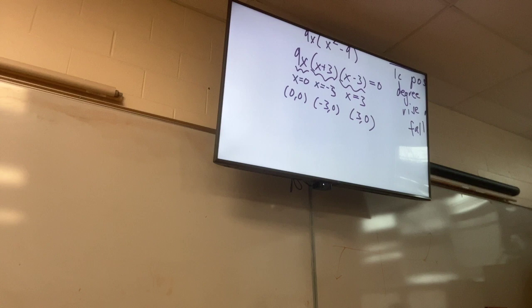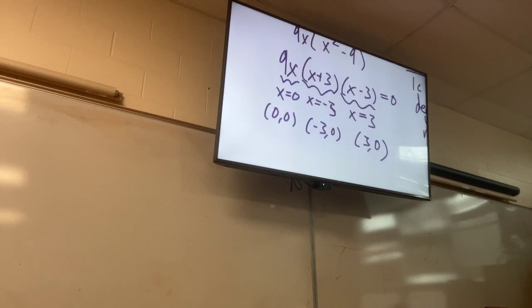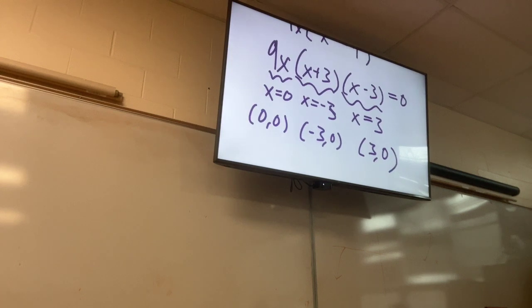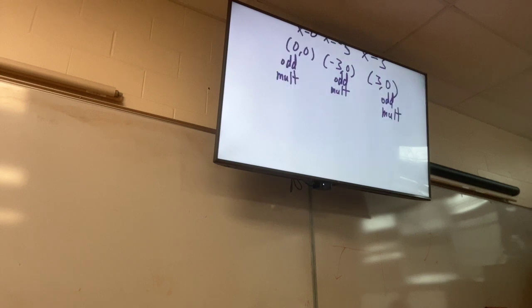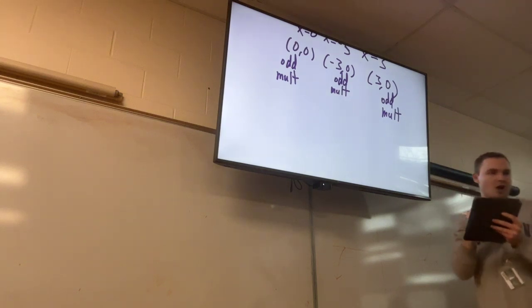All right. And then what's the multiplicity? How do I find the multiplicity again for each of those points? Yeah, so look at these 3 factors that gave me my 3 zeros. What's the exponent on all of them? 1. One is an odd number. So they all have odd multiplicity. Odd mult. Odd mult. Odd mult. Okay? What does my graph do when I touch zeros of odd multiplicity? It bounces. Crosses.